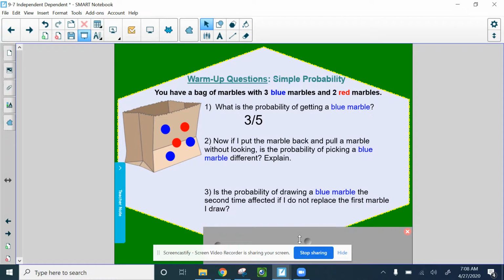Now, what if I do not replace the first marble I draw? If I pick a blue marble the first time, so now I have this blue marble and I do not replace it, have I now affected the probability of choosing a blue the second time? I hope that you recognize that yes, now it was affected. Okay, so these are some examples of independent and dependent probability.